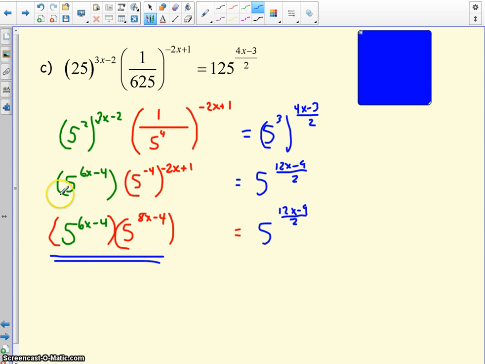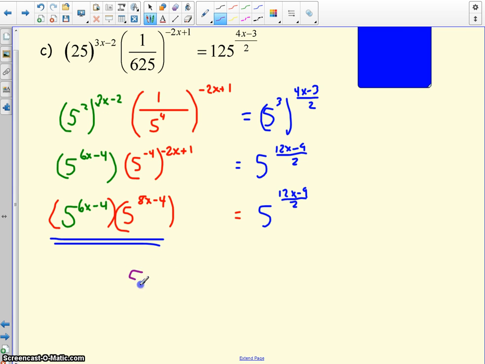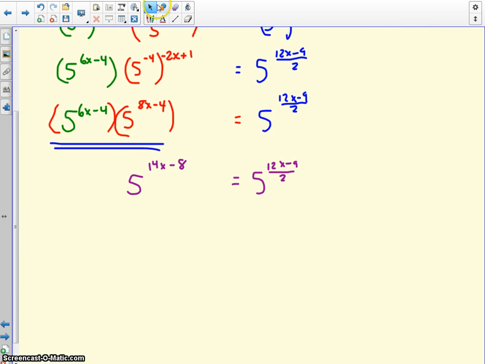So before I can start equating the exponents, I have to be able to combine these together as 1. So to put them together, I'm multiplying them together, so I'm going to add the exponents. So I'm going to wind up with, once I do that, 5, and so I'm going to add the exponents. 6x plus 8x equals 14x, and negative 4 minus 4 gives me minus 8. So I get 5 to the exponent 14x minus 8 equals 5, and I have all this mess over here, 12x minus 9 all over 2. Okay, now it's a single power on each side. It's the same base of 5, so I can equate the exponents.